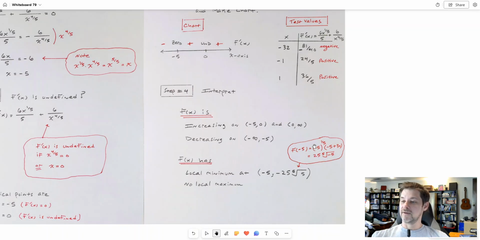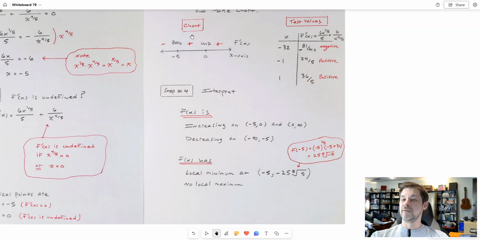Putting -5 in, I'll get (-5)^(1/5) times (-5 + 30). That's 25 times the fifth root of negative 5. I can take out the fifth root of that negative 1 right there as negative 1. I'll get negative 25 times the fifth root of 5. Okay, so that's a local minimum.